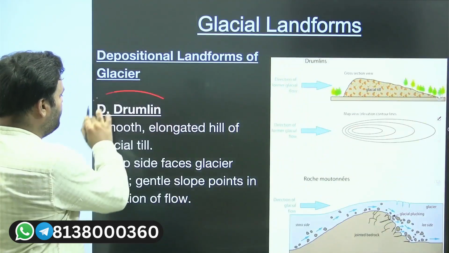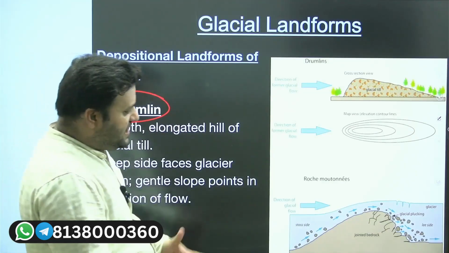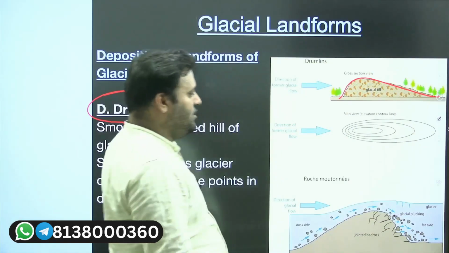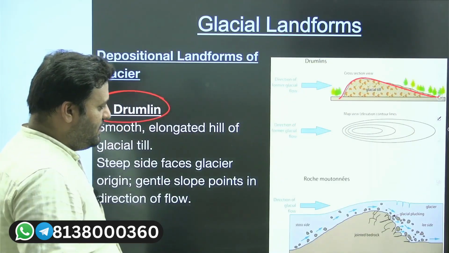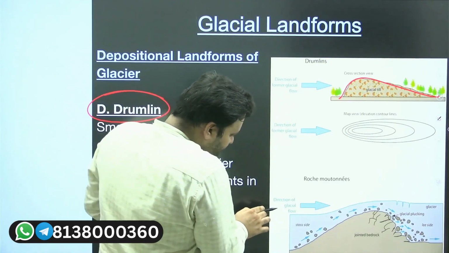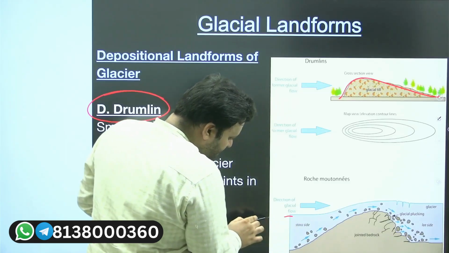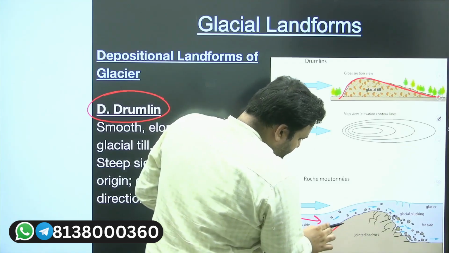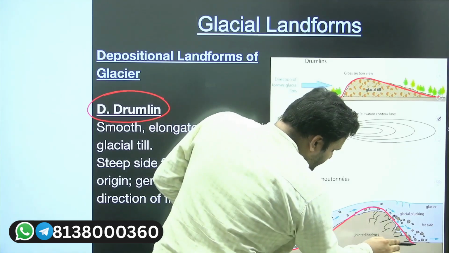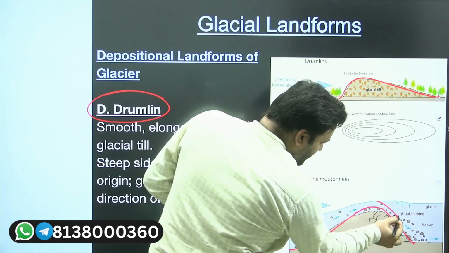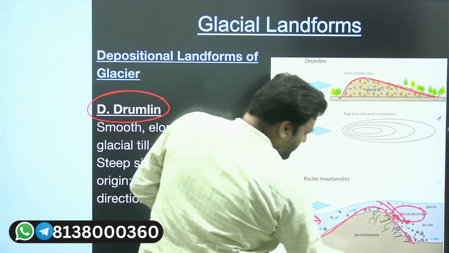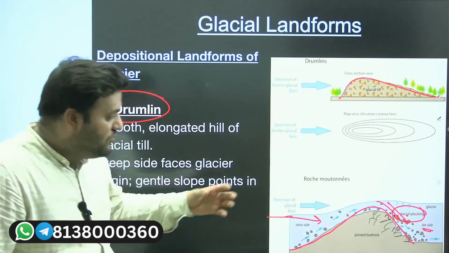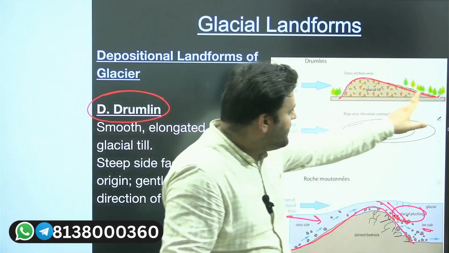Then we have drumlins. Drumlins are like an oval shaped topographical feature. Here, when there is a glacier flow, because of the glacier flow, we have what? More or less a gentle slope, and yes, we will have a steep slope, because on the lee side the glacial plucking will be more. As a result of more glacial plucking, the shape is appearing like this.